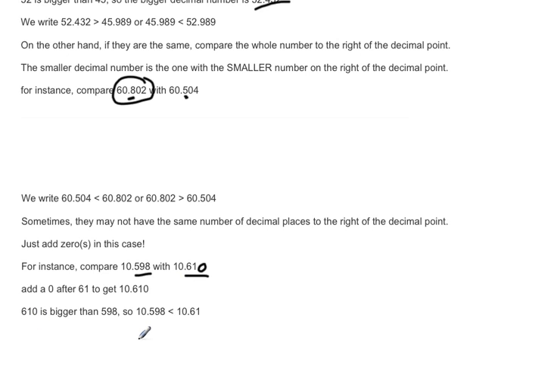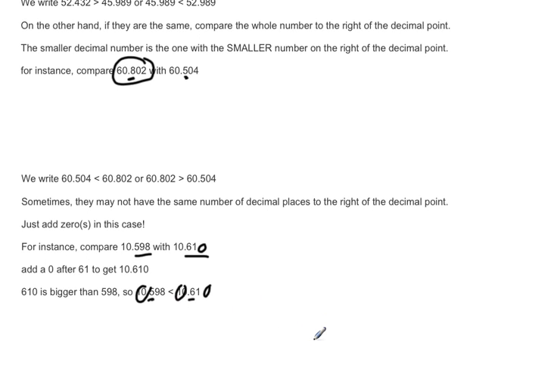If I follow the rule listed above, here's my whole number 10, and I have that extra 0 here. I look at this digit 5 and this digit 6, which makes this number larger.